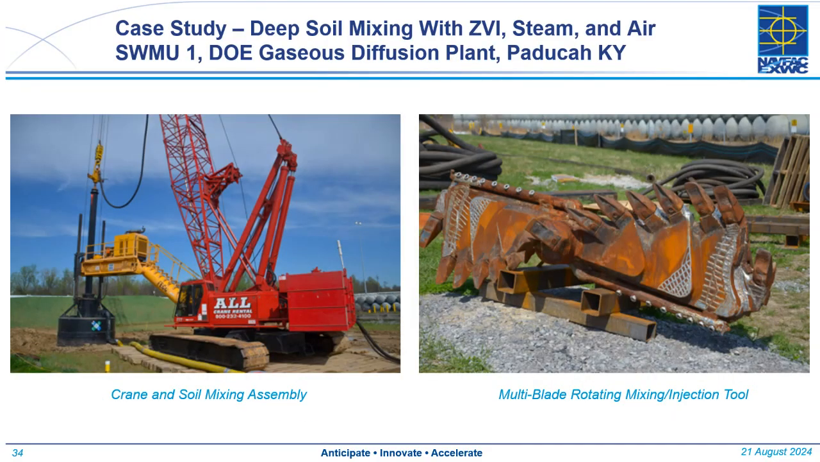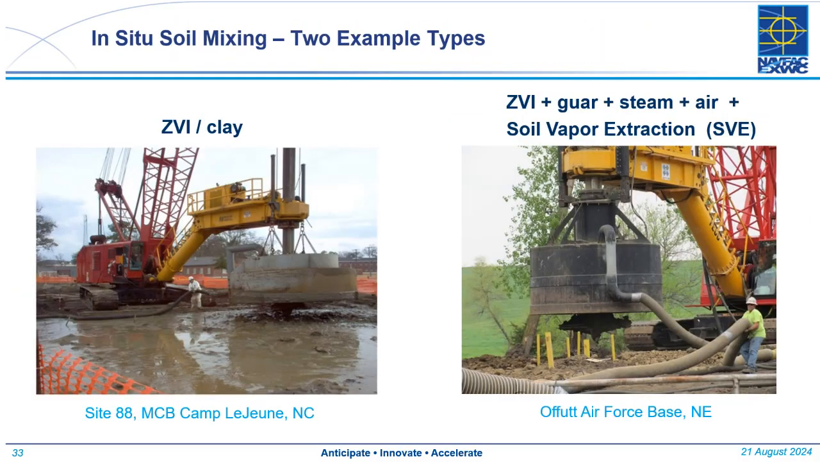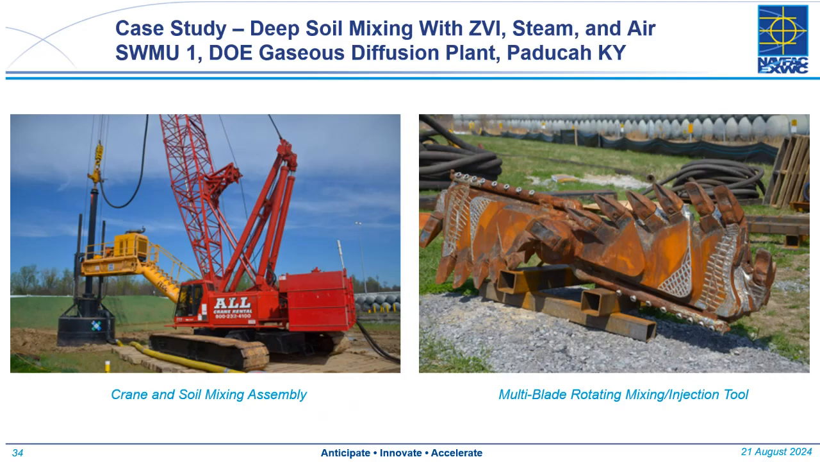So I want to go over a case study. I think it's one of the best out there for deep soil mixing with zero valent iron, steam, and air. This is SMU-1 from the Department of Energy Gaseous Diffusion Plant, Paducah. And you can see on the left, this is the rig that was used to do the mixing, the crane and the soil mixing assembly, and that there's a SVE shroud. That black shroud around the auger is what's used to extract the vapors, and that's shown a little bit better perhaps in this picture. And then we have a large multi-blade rotating mixing and injection tool.